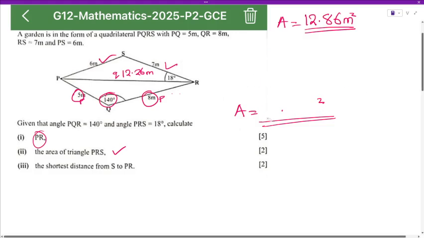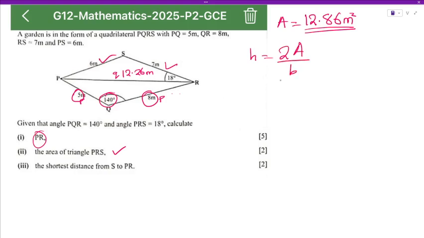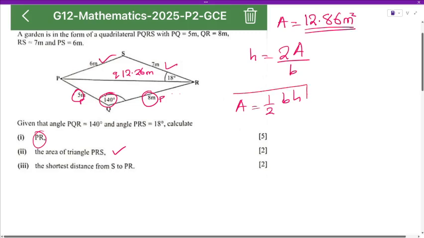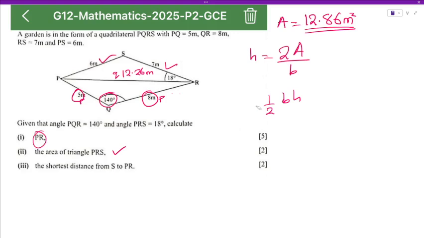Okay, so to find the shortest distance, you need to know the formula, which is height is equal to 2a over b. In case you forget it, the formula is derived from this one here, half bh, where we've just made h the subject in this case. So in case you forget the formula for the shortest distance, just know it is the same formula used for finding the area of a right angle triangle.